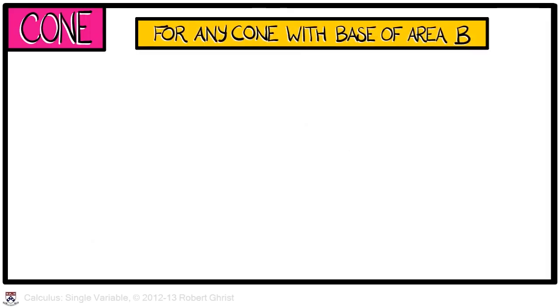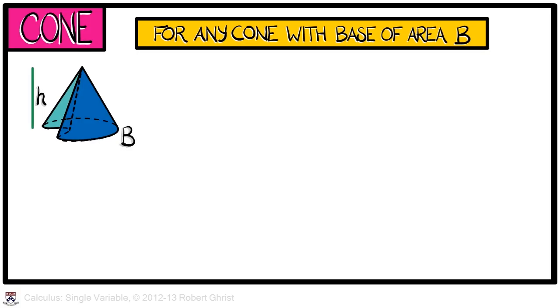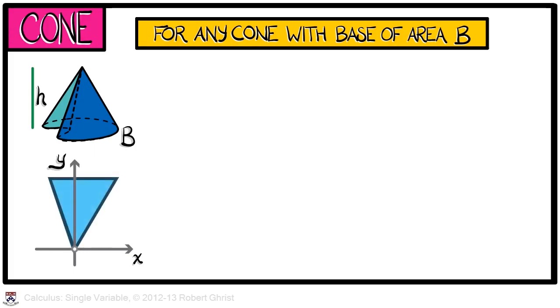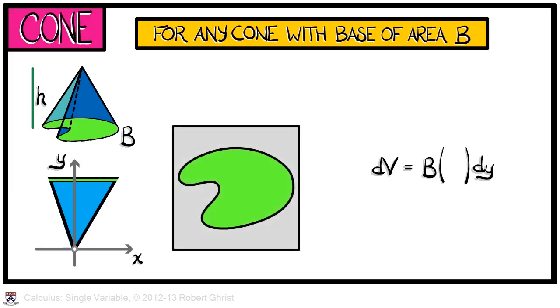Well, it turns out that this is true in general for any cone with a base of area b and height h, no matter what its shape. We can, by turning it upside down and slicing, obtain copies of that base, copies that are rescaled by some factor, so that the volume element is b, the area of the base, times some factor, times the thickness dy. The question is, what is that scaling factor as a function of y?